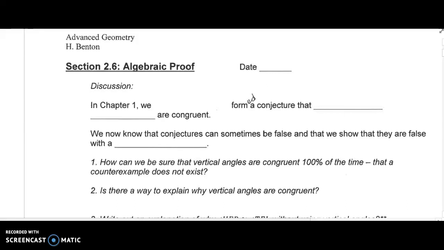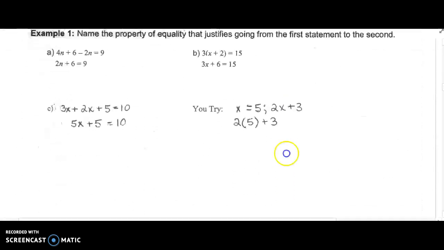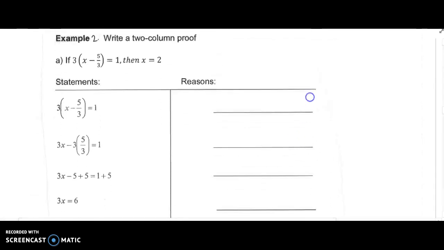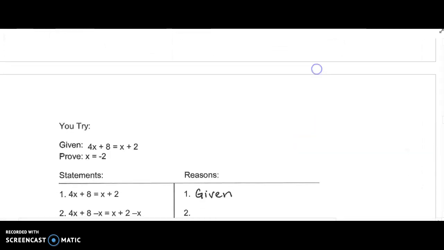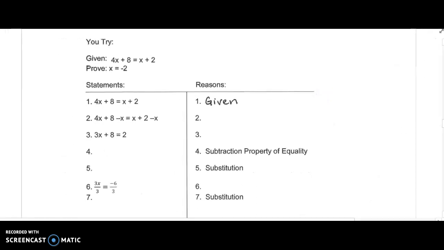Hi guys, we're going to pick up where we left off with algebraic proof. When we left off last class, you had just completed your very first algebraic proof, example 2. So let's remind you before you dive into the You Try how this works.